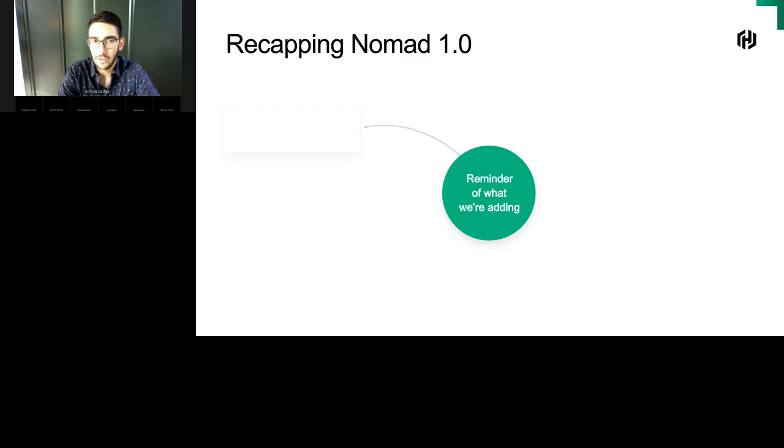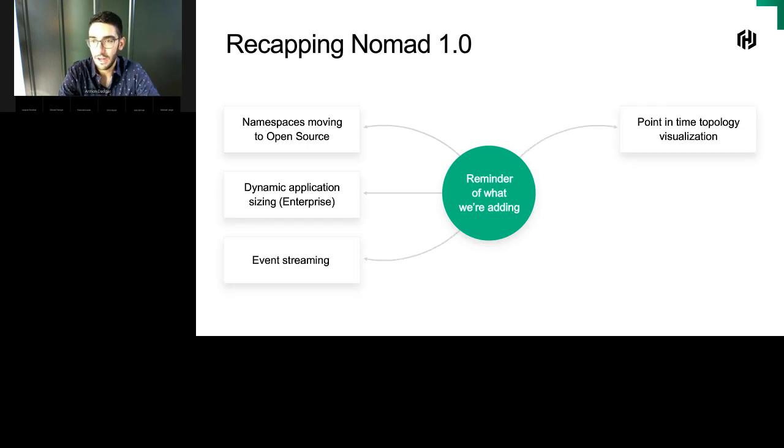So it's just a kind of a quick recap of Nomad 1.0, right? The namespaces from enterprise are moving to open source. We're adding point-in-time topology visualization to make it much more obvious how the cluster is behaving. We're adding HCL2 support to make the job file both more simple but also more flexible and powerful.